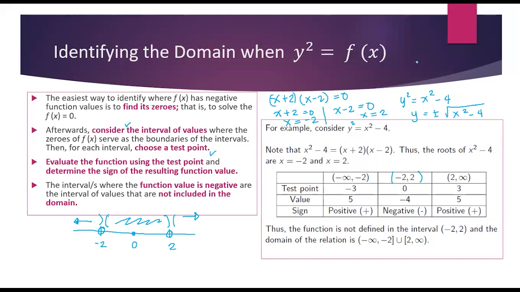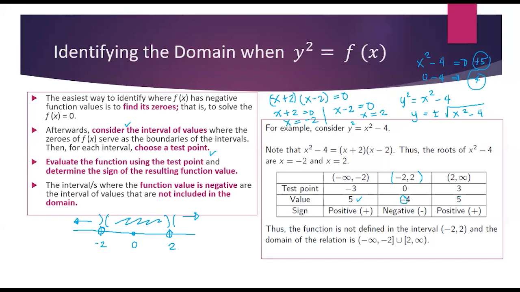Okay, so you have x squared minus 4. In this case, this one will give you positive 5. Then the other one, if I let this be equal to 0, you have 0 minus 4, this one will give us negative 4. So meaning that the sign here is negative.